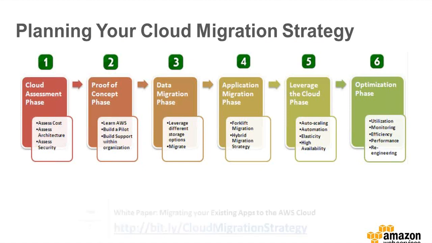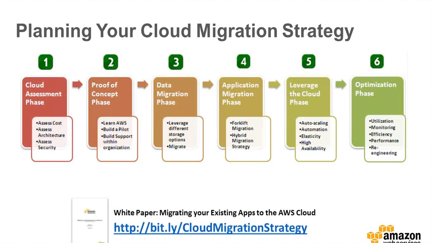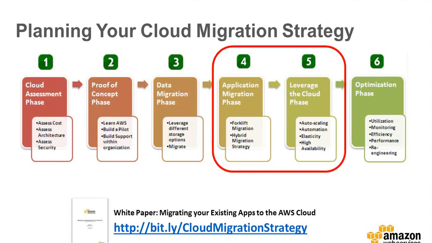So all of these steps we've actually documented in a white paper, which is available here. And the migration approach is covered in far more detail than I've covered up here, but these 6 major steps are the key component of your migration strategy. For this presentation, I'm going to go through step 4 and 5, which is around application migration and how to leverage the cloud. I'm going to show you some services that might potentially help you in that transition.